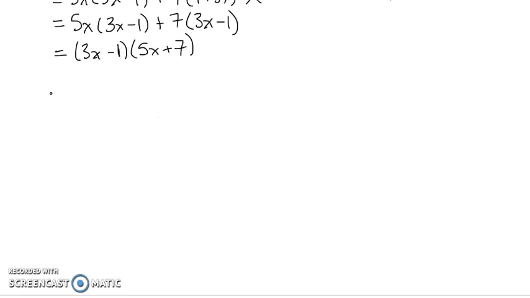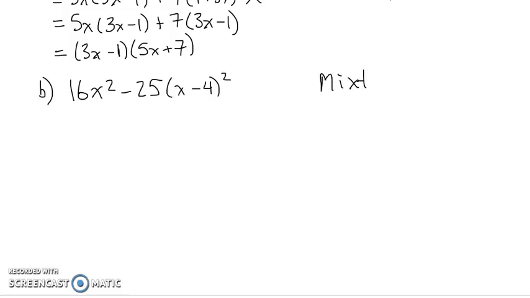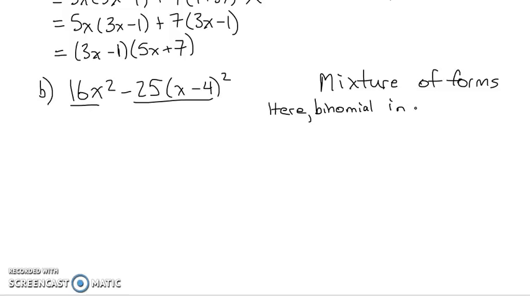The second type of question you need to watch out for that might be a bit of a challenge is something that works binomials into other forms. So we could call this a mixture of forms. Here we have a binomial in, well, how many terms? One term, two terms. In a two-term relation. So here we go.